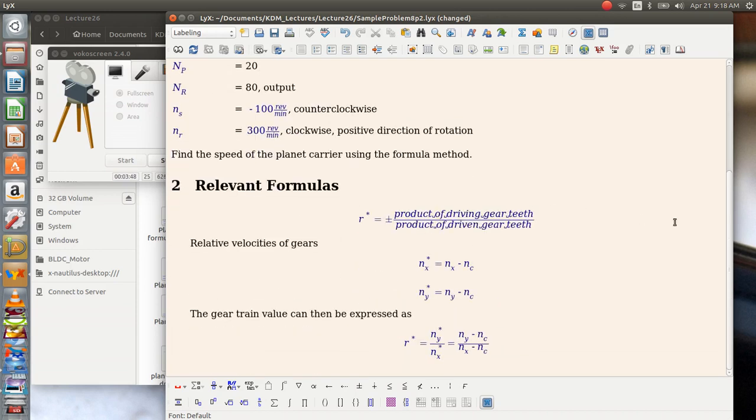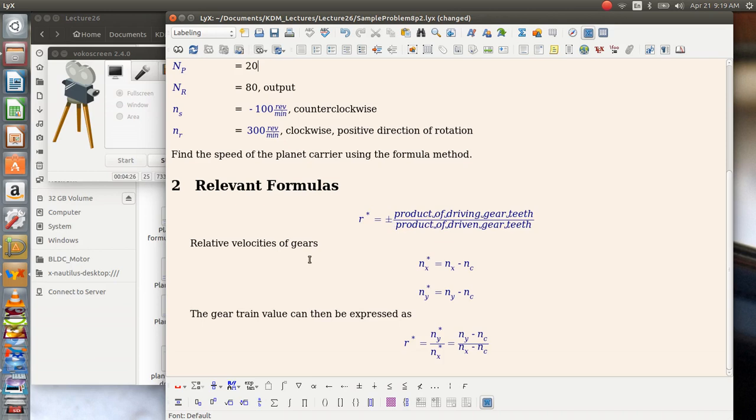If you refer back to section 8.4 in your textbook, you'll find a couple of things with regard to planetary gear systems. First off, we have the concept of the gear train ratio as expressed for planetary systems. This is equal to the product of the driving gear teeth divided by the product of the driven gear teeth. And it is positive or negative depending upon whether the spin direction of the driving gear teeth is the same as the driven.